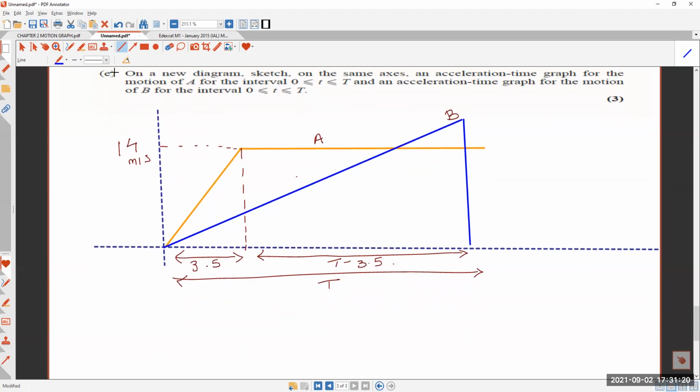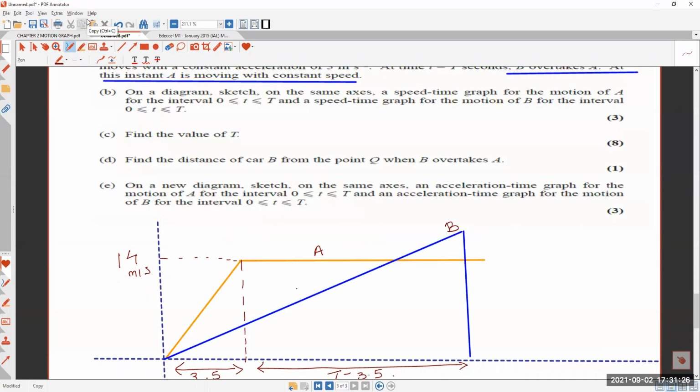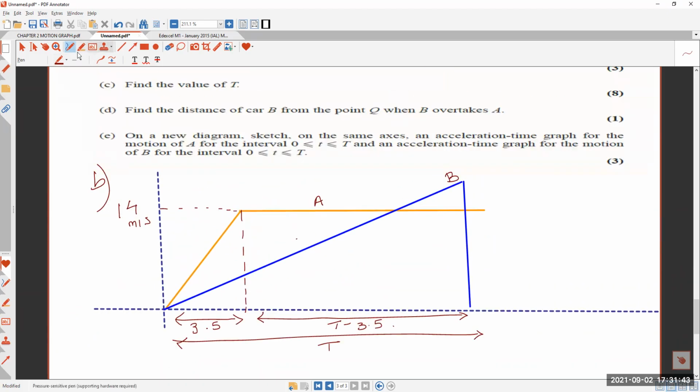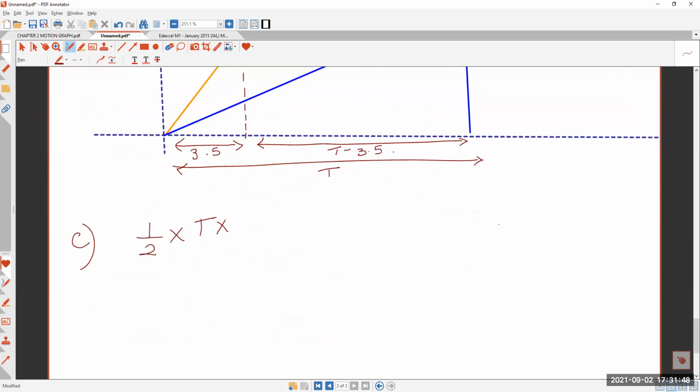Let me take the area under the graph of the blue line here for 8 marks. Which part is it, by the way? C part. B part is already done. I'm doing C part. Now the area under the graph of the blue line is half base which is t into height. Do I know the velocity? I don't know, but I can find it. How can I find the velocity? Let's check. Okay, let me do that side. No, before doing area under the graph, I need to find the velocity for the blue line, for vehicle B.